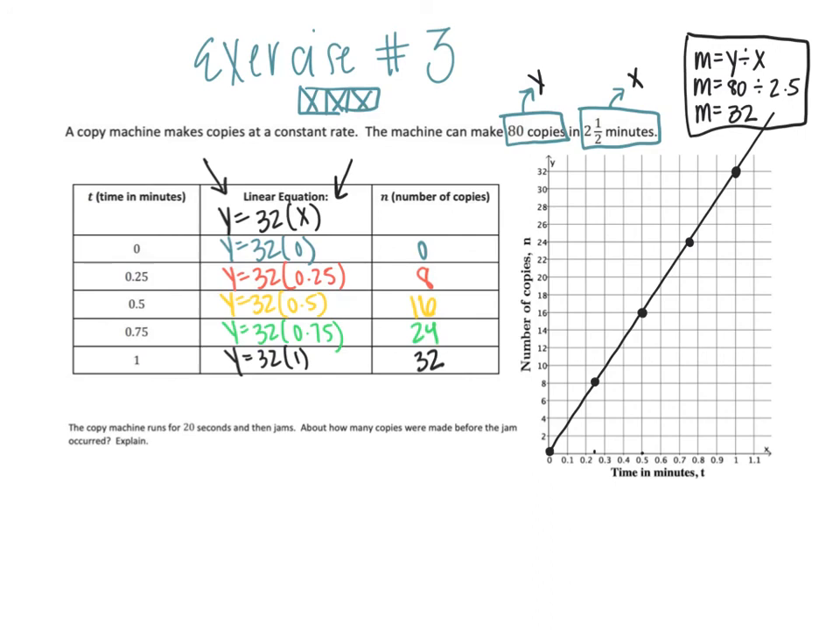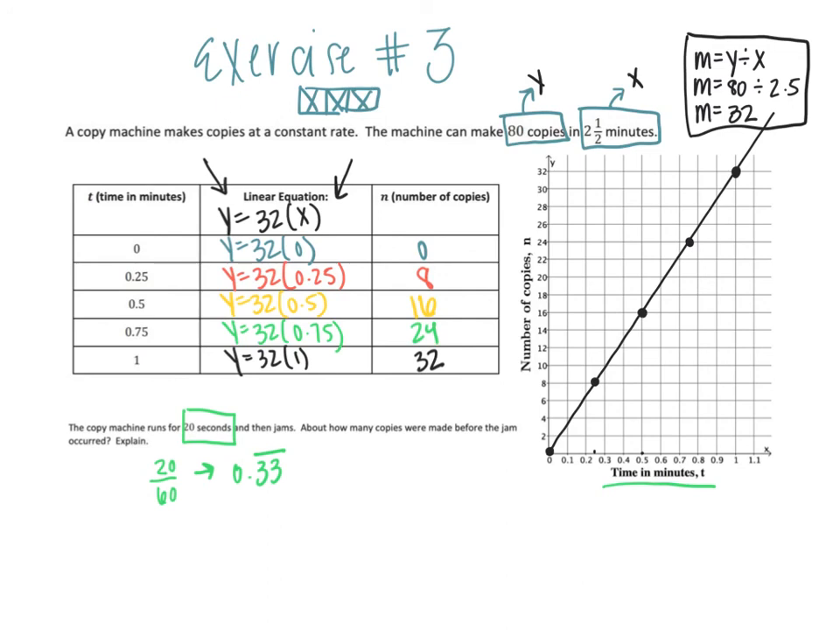At the bottom it says the copy machine runs for 20 seconds and then jams. About how many copies were made before the jam occurred. So 20 seconds, I've got to figure out how many minutes that is. So 20 seconds out of 60 seconds, that's going to be 1 minute. So I'm going to go ahead and turn this into a decimal because all of these numbers over here on my x-axis are decimals. So 20 out of 60 seconds, how many minutes is this? This is what I'm trying to figure out. So I'm going to do 20 divided by 60. I get 0.3 repeating. Okay, so at 0.33 minutes, how many copies were made?